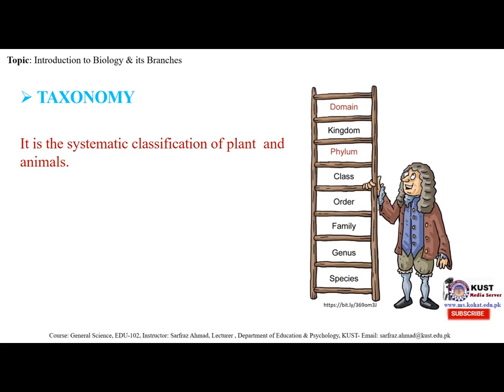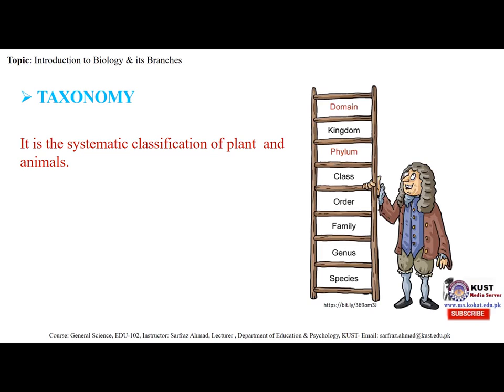Now the next branch is taxonomy. It is the systematic classification of plants and animals. Taxonomy is the science of naming, describing and classifying organisms and includes all plants, animals and microorganisms of the world. In biology, taxonomy means arrangement and is also called method. And it is a scientific study of naming, defining, circumscribing and classifying groups of biological organisms based on shared characteristics.